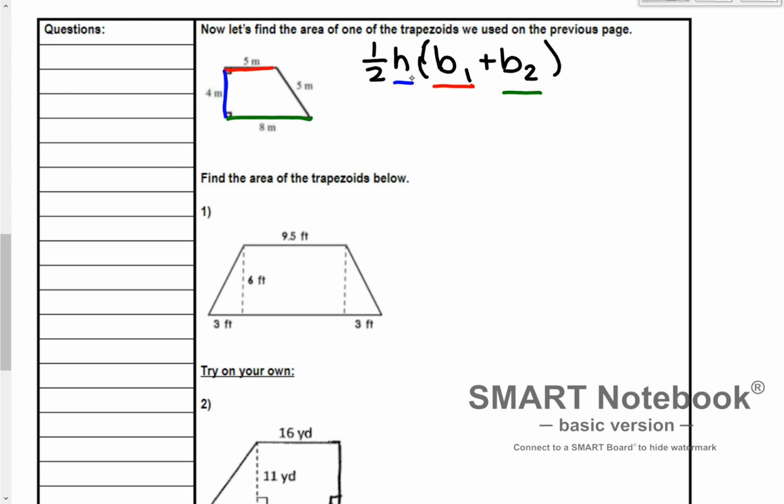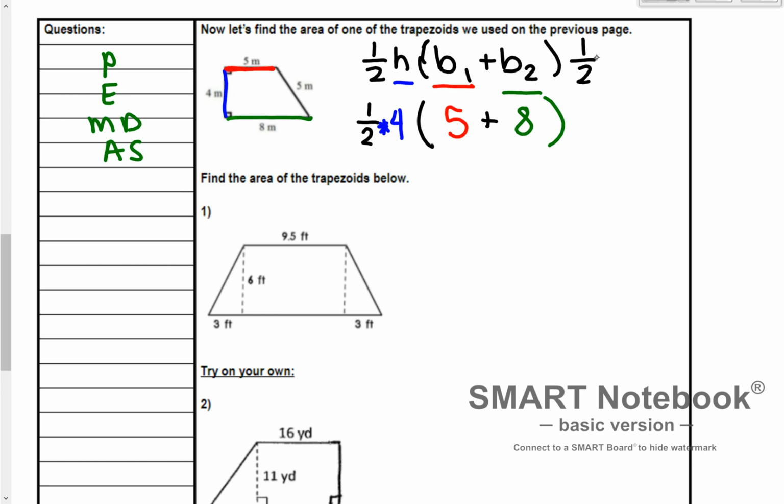Okay, so now my next step would be to substitute in those numbers instead of the letters. So I'd have 1/2 times 4 times, sorry about that, black. Base 1 is 5 plus base 2 is 8. Now we have to use PEMDAS. Do those parentheses first. So 5 plus 8, 13.